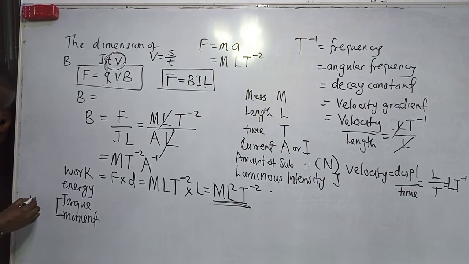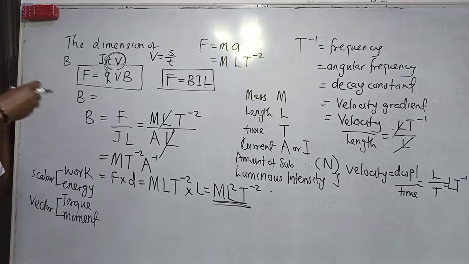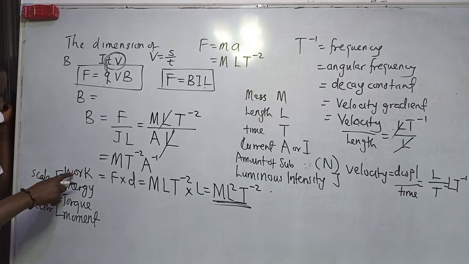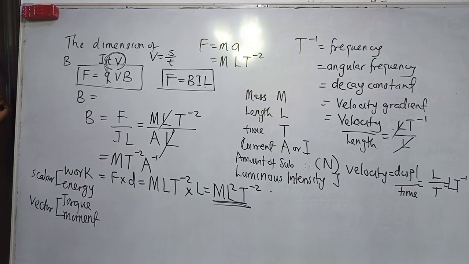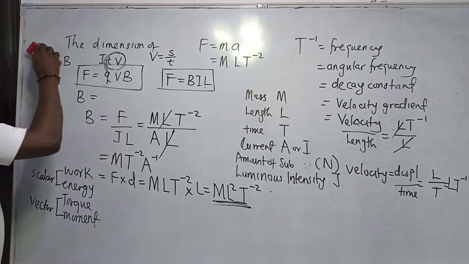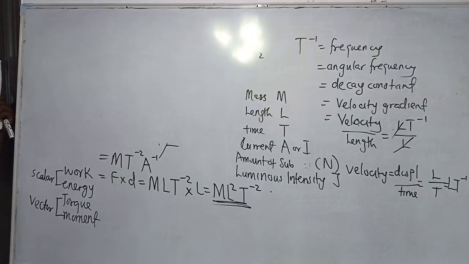Although these two are vectors, they have magnitude and direction, these two are scalar. You cannot say moment is a vector. You cannot say torque and moment are measured in joules. It's not possible because the joule is a scalar quantity. It's not a vector quantity. So work and energy are scalar. Although all of them have the same dimension, I believe that one is clear. So we don't forget this particular point that I want to give out.